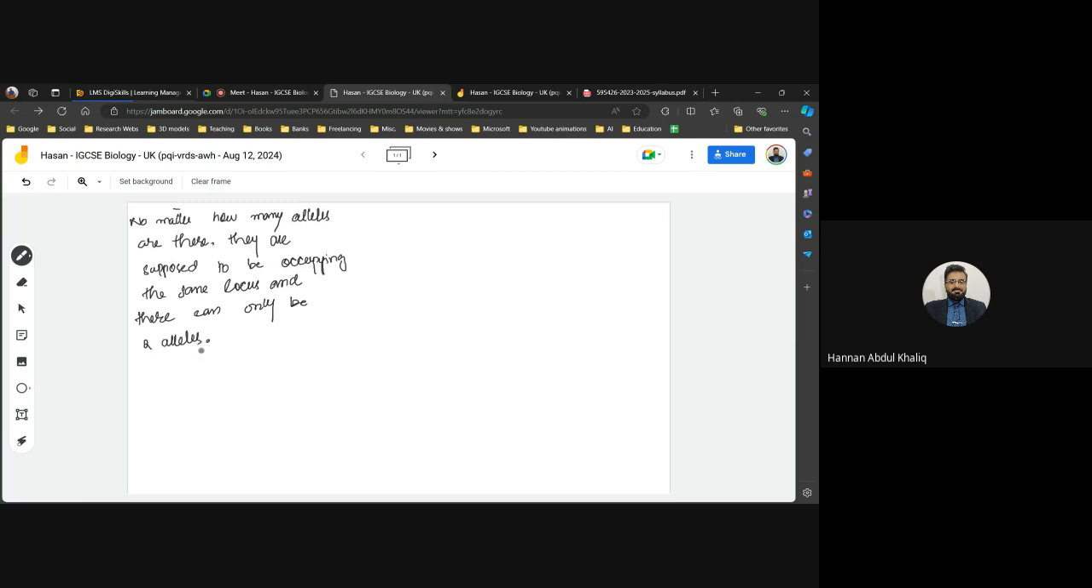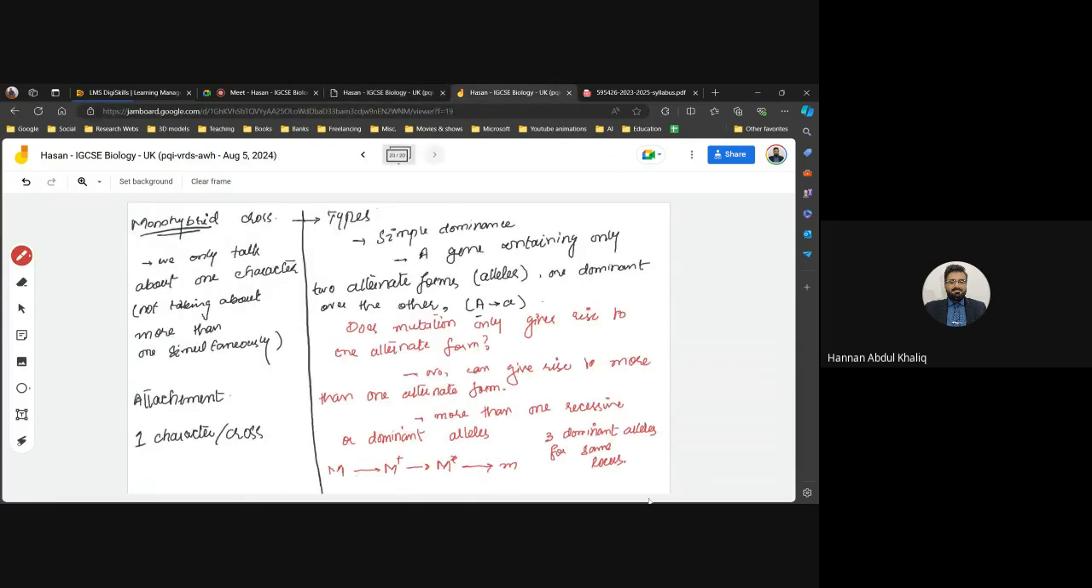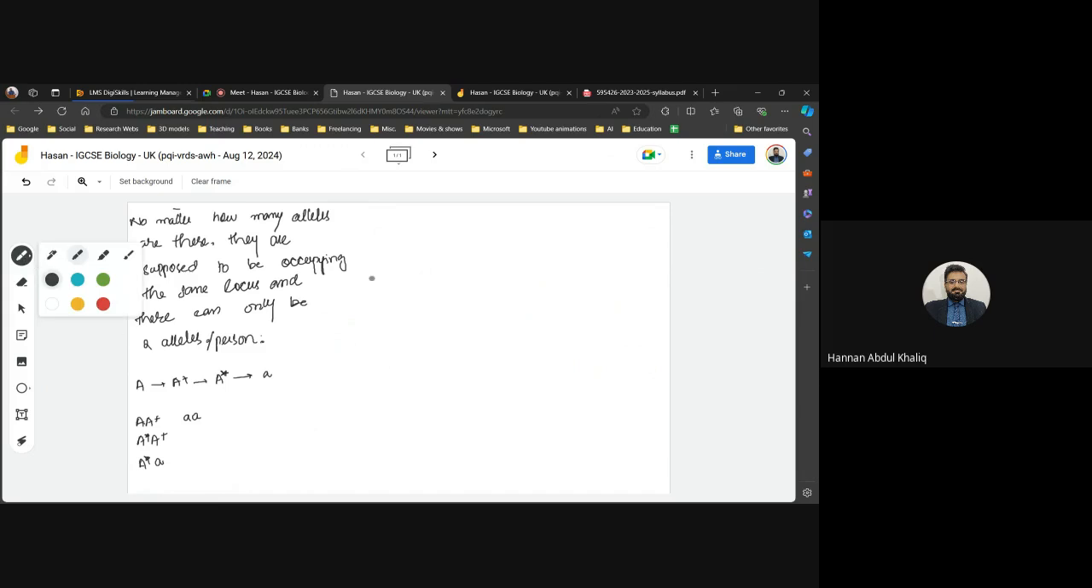You may have 100 alternative alleles for a gene. Let's say A plus, A star, a. But a person can only get a combination like A plus with A star, A plus with lowercase a, or A star with a. Multiple alleles does not mean that they are going to accumulate in one person, but it is a reality that this phenomenon is called multiple alleles when you have more than two alleles for a character. You got it?